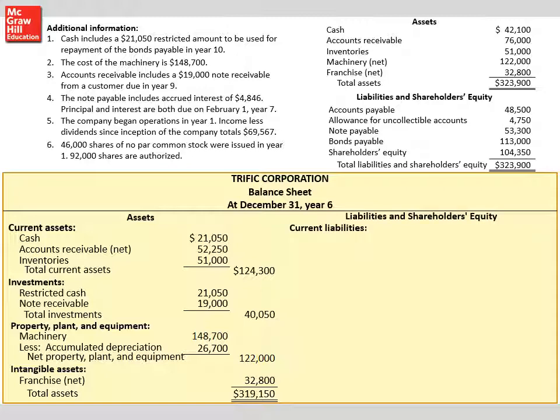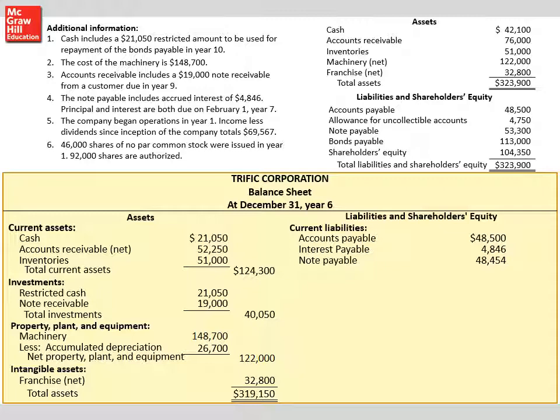On the liability side, current liabilities, let's see. There's accounts payable, and there's nothing wrong with that number. There's interest payable. Now, it tells us in number 4, the notes payable includes accrued interest of $48.46, and they're both due February 1st. We don't report those two accounts together. So we're going to back out the $48.46 and report that separately. Then we'll report the notes payable at just its principal, or $48,454. So if you took the $53,300 minus the $48.46, you'll get the $48,454.